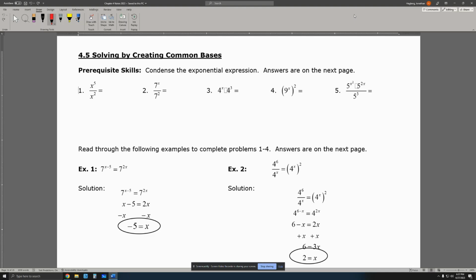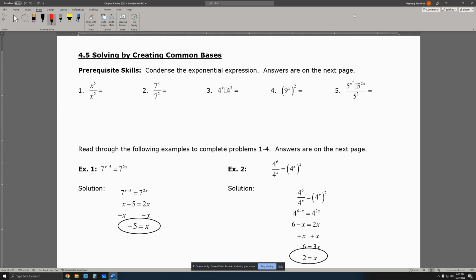Hi everyone. Today we're going to be completing our third and final method for solving exponential and logarithmic equations. First we talked about solving exponentials and logs using inverse operations, then we talked about solving by factoring, and today we're going to be talking about solving by creating common bases, both logarithmic bases and exponential bases.